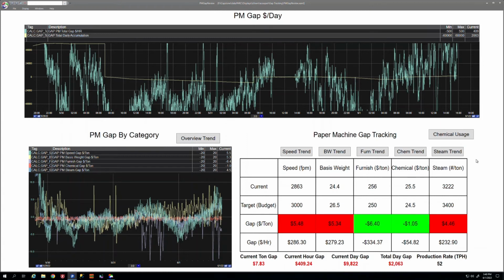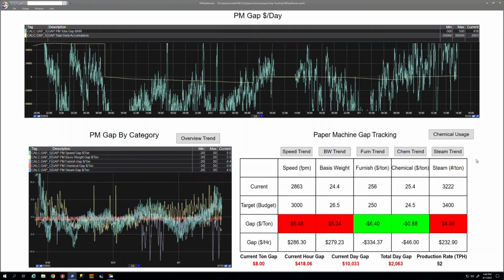And then over here on the right, we have a table with information about each of our different inputs. So for speed, basis weight, furnish, chemical, and steam, we can see the current value, the budgeted or targeted value, and then the gap in either dollars per ton or dollars per hour. You'll notice the dollars per ton values have a nice coloring to them. Red means that you are going above your targeted or budgeted costs, so you are cutting into your profits. And then green means that you're below those targeted costs, so you're contributing to the profit.